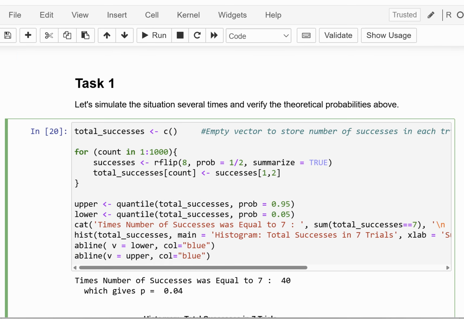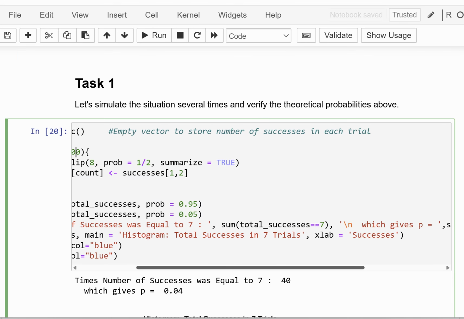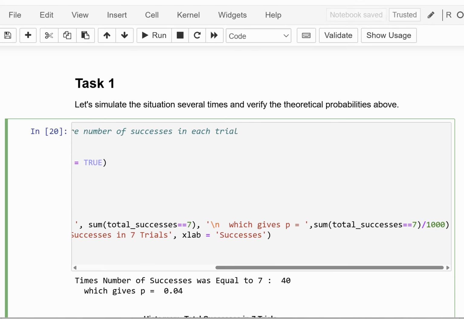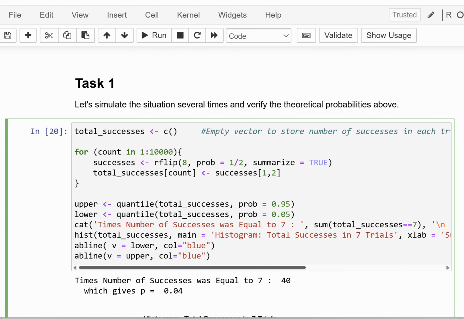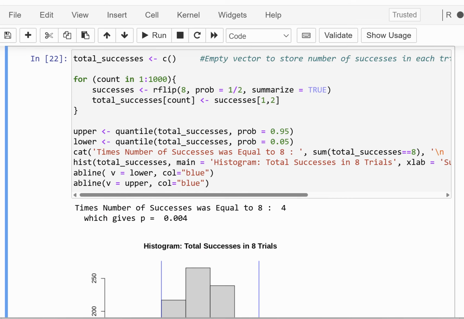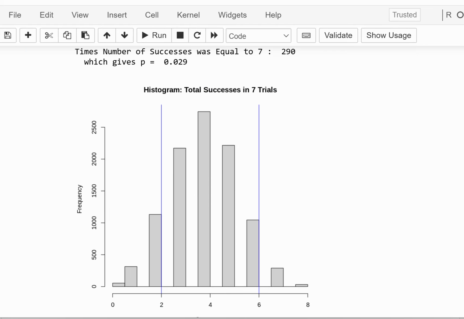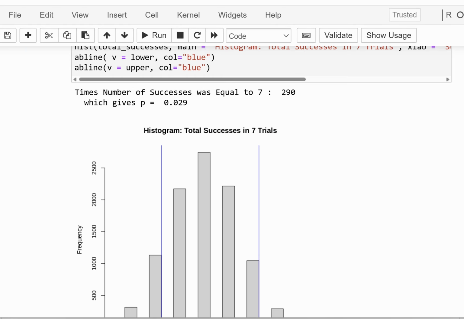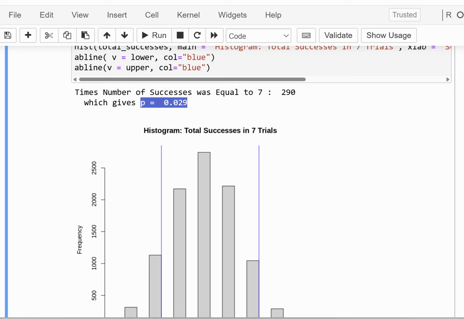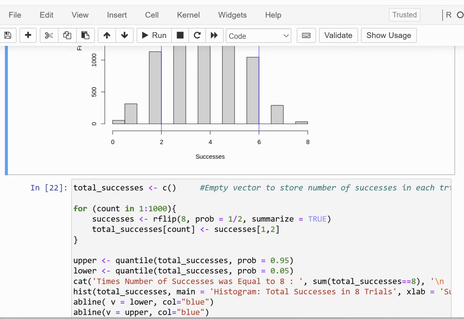And again, going to 1,000 here. Excuse me, 10,000 and 10,000. 7 is correct. And we can run that. And again, we're not all that accurate, but we're not all that far away either, right? Aren't we looking for 3.9%? And we can do this for 8.